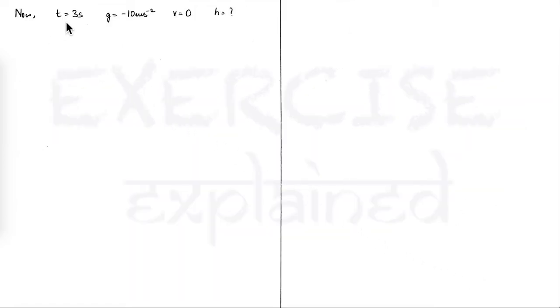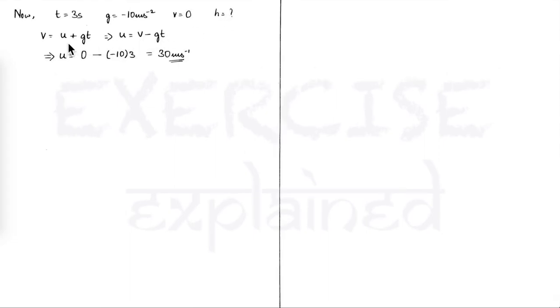Now I write the given data, that is t is 3 seconds. Acceleration due to gravity, since it is going up, will be negative. So it is minus 10 meter per second square. Final velocity whenever we throw anything up will be 0. We need to find the height. So I use v is equal to u plus gt and find the value of initial velocity.